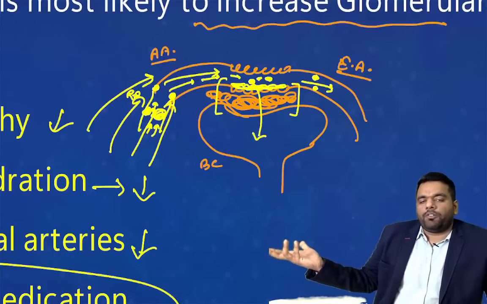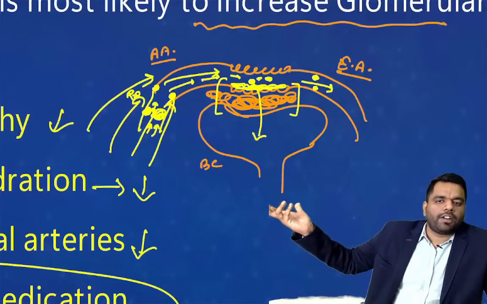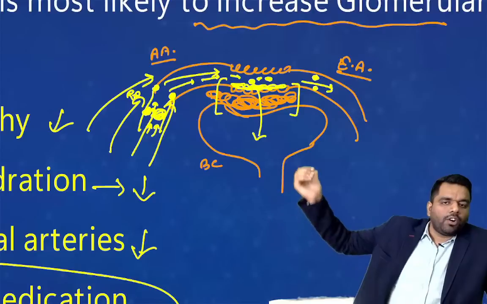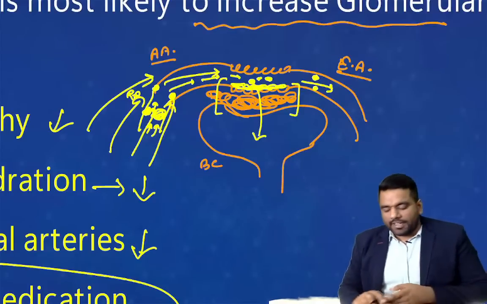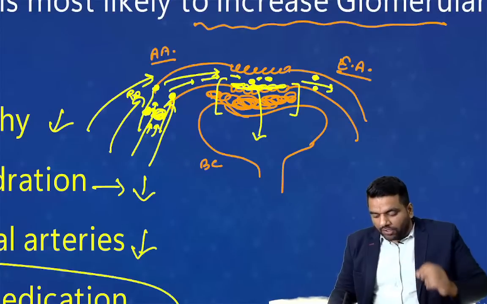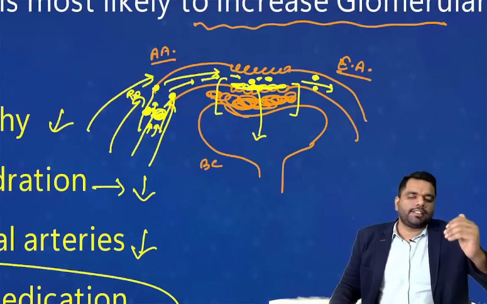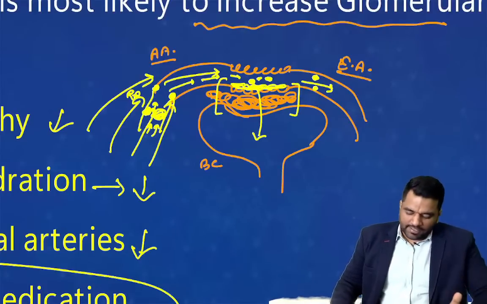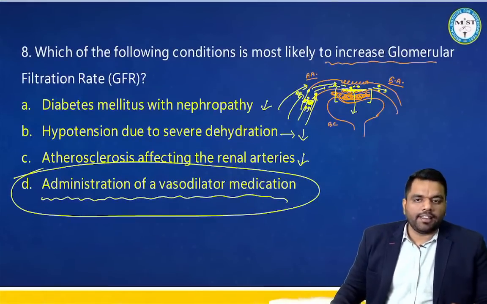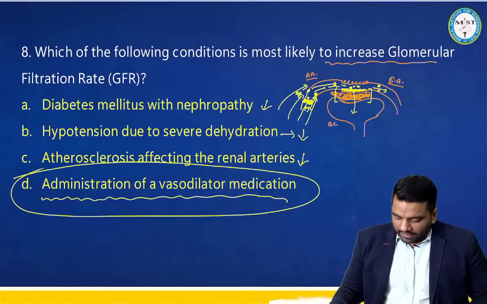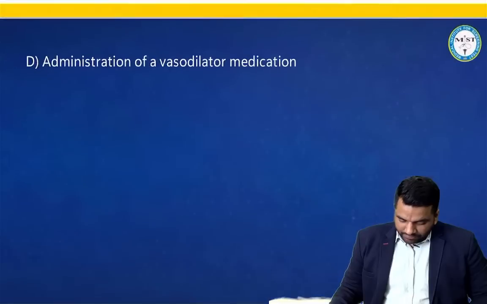So what is going to be filtered? Nothing. Now there is nothing left to be filtered; whatever had to be filtered has been filtered, and now it has to move out so that the next part can come. So that is why efferent arteriole constriction initially increases the GFR, followed by a decrease in the GFR. So the right answer of question number 8 is D, that is, administration of vasodilator medications.